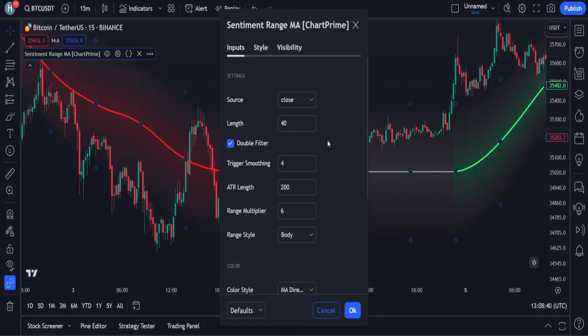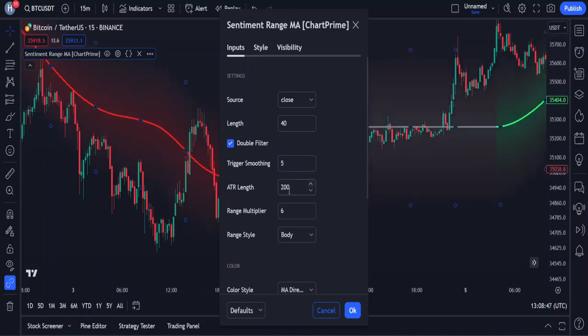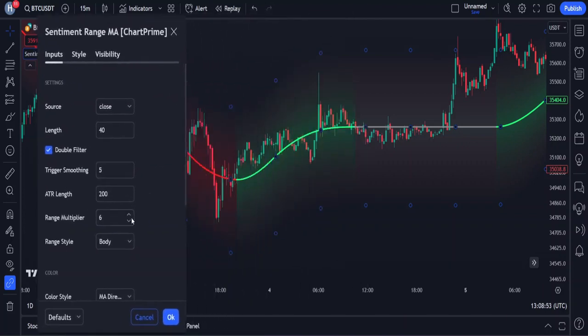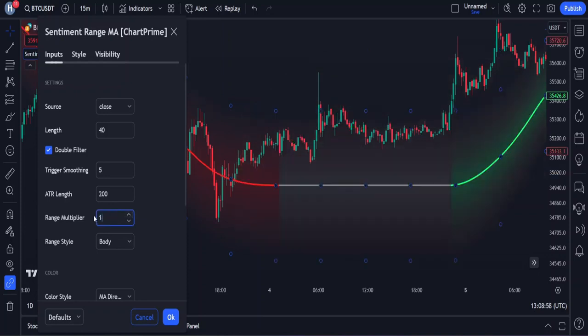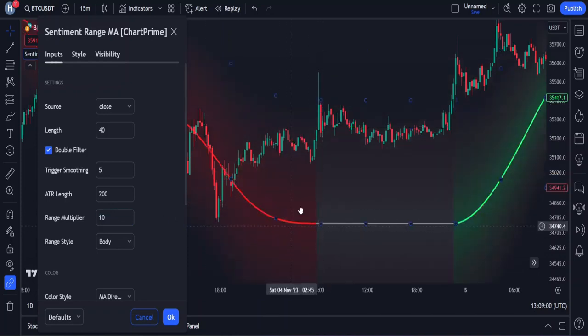The main purpose of the double filter is to smooth out the moving average. I recommend setting trigger smoothing to 5 instead of 4. Customizing the range multiplier can affect how the MA reacts to price changes. The higher the number, the less sensitive the indicator becomes to trends. For example, if we set this number to 10, the indicator will become more precise in identifying the market range, and you can see how smooth the line has become.